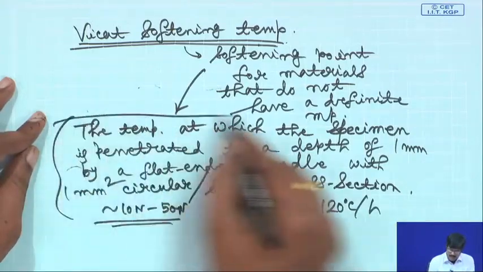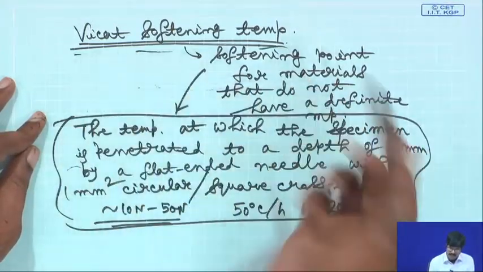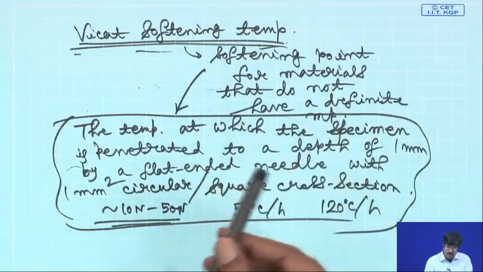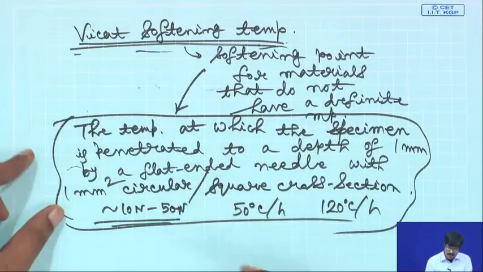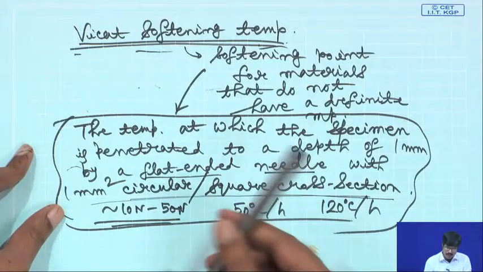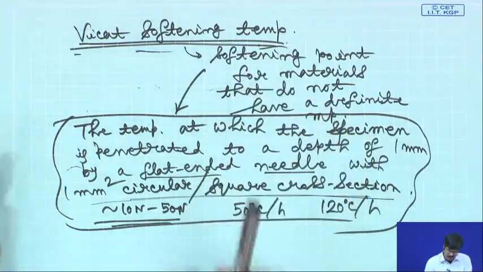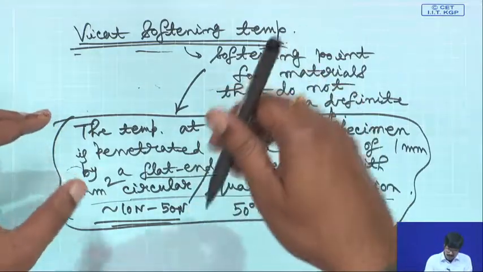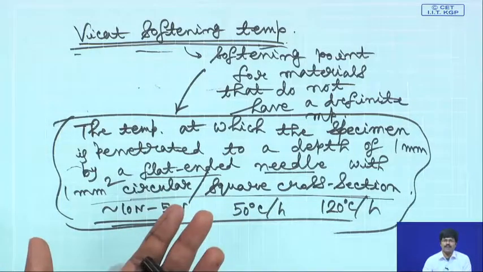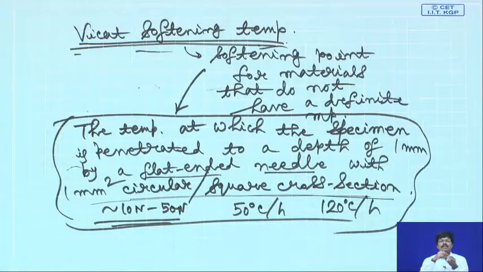So, basically this is an experimental process through which you determine the Vicat softening temperature. What you do is put a flat ended needle on the top of the material, and the end of this needle has a specific defined cross section, and then you put a load on the material at the end of the needle. It sits on the surface of the material, and when you increase the temperature, the material will become softer and softer. The temperature at which the material is penetrated to a depth of 1 millimeter is the temperature which you signify as the softening temperature.